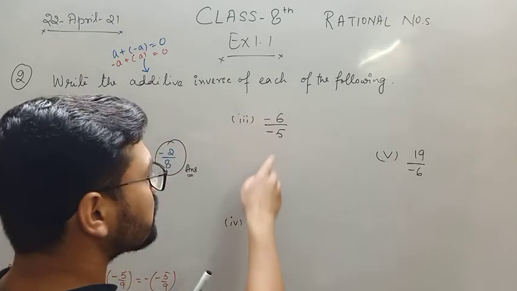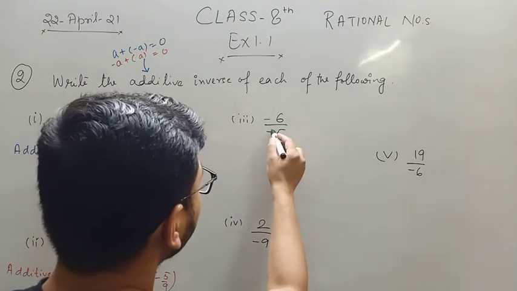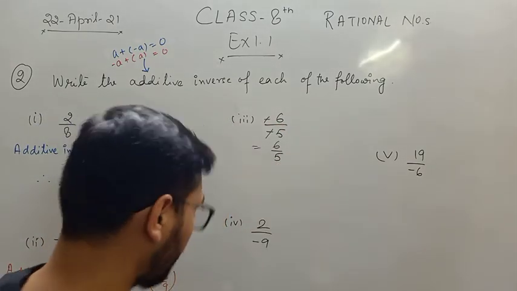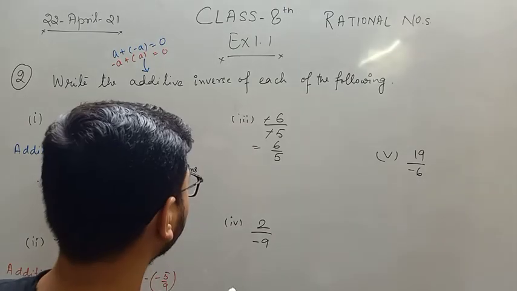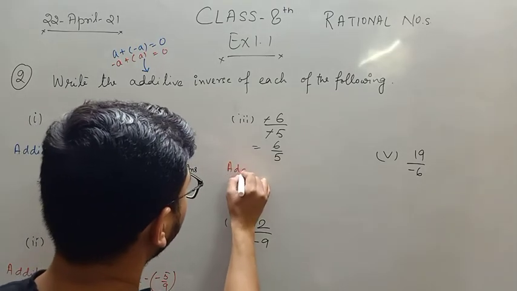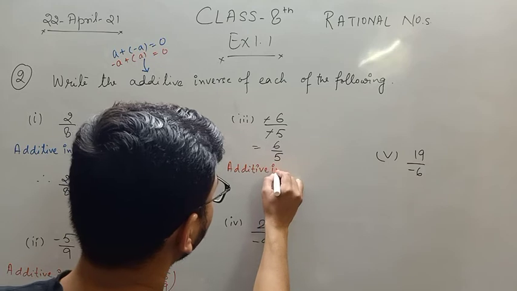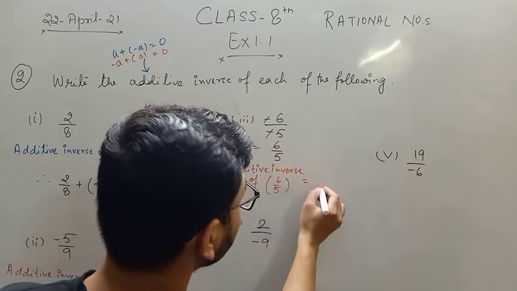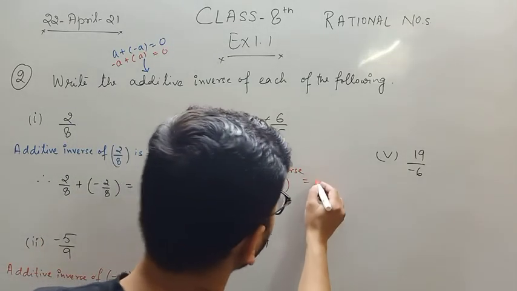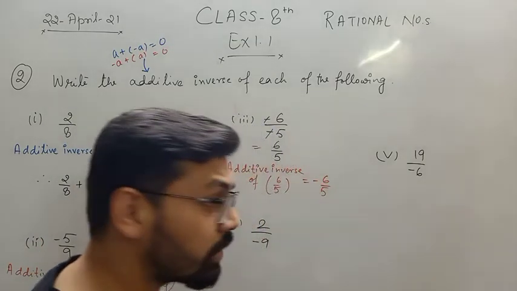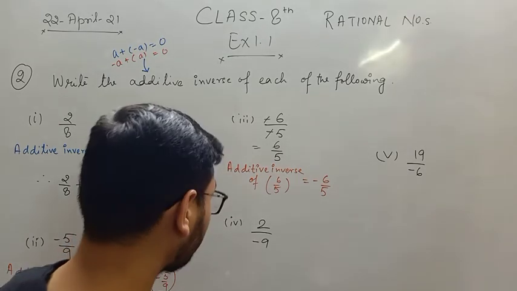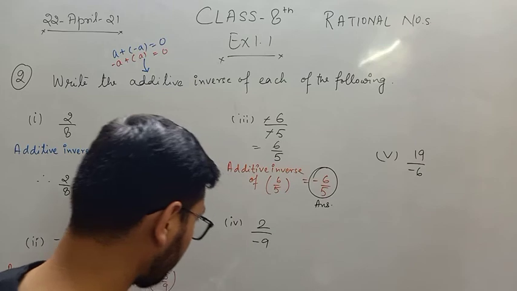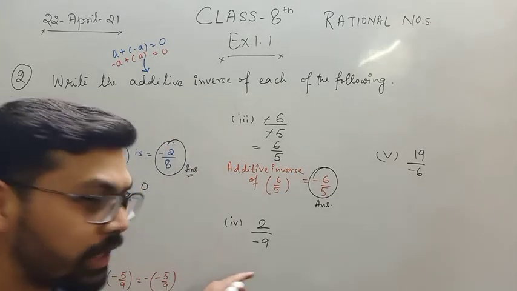Now this is minus 6 upon minus 5. What you can say is minus and minus cancel, so what will you get? 6 upon 5. So the additive inverse of 6 upon 5 will be equal to how much? Minus 6 upon 5. Minus 6 upon 5. Any doubt? So this is your answer. Now, any doubt in this?